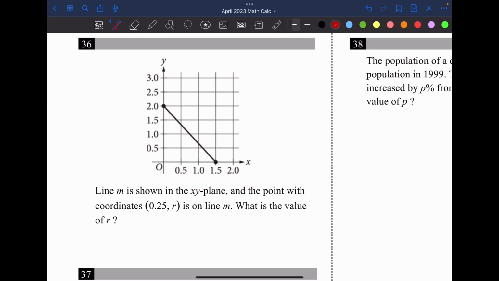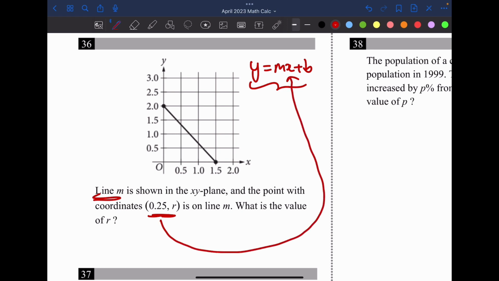Line M is shown in the xy plane, and the point with coordinates 0.25, r is on line M. What is the value of r? Okay, this is pretty simple. First of all, we have a line M. So once again, if you see the word line or linear, write down y is equal to mx plus b. After that, let's find what the equation is so that we can then plug in 0.25 into x and get a value of y, which is going to be r.